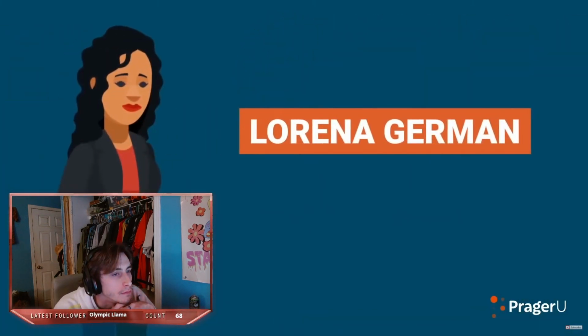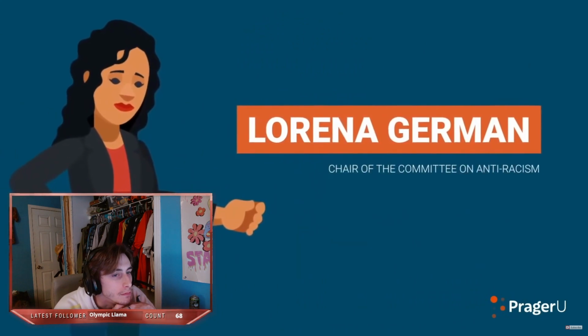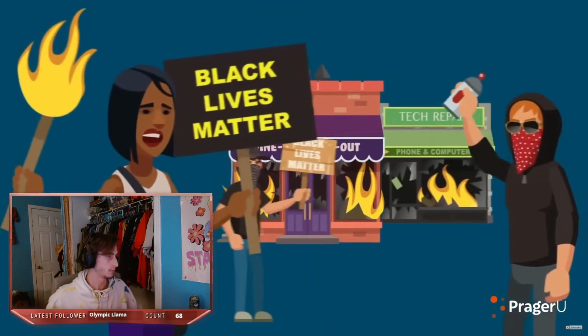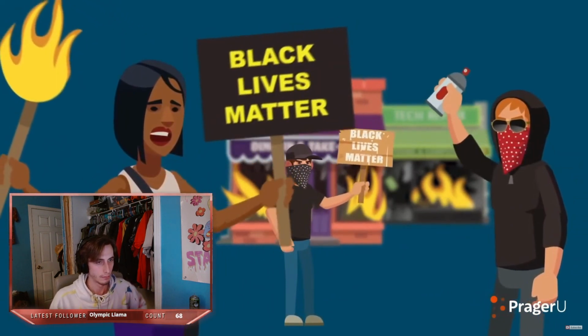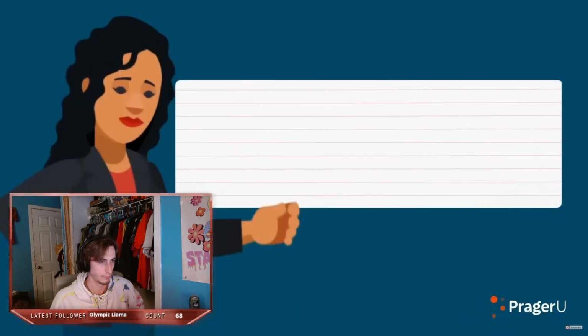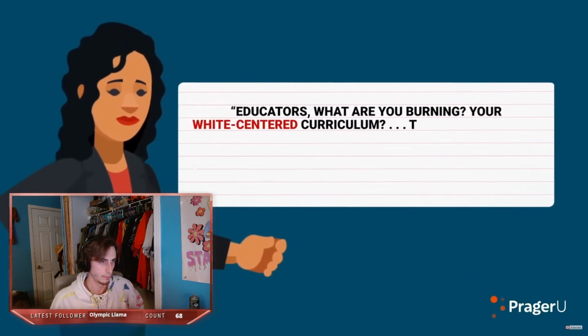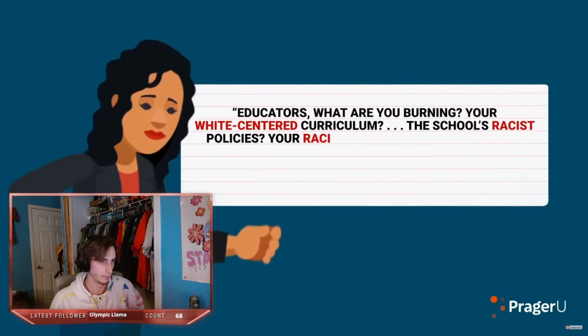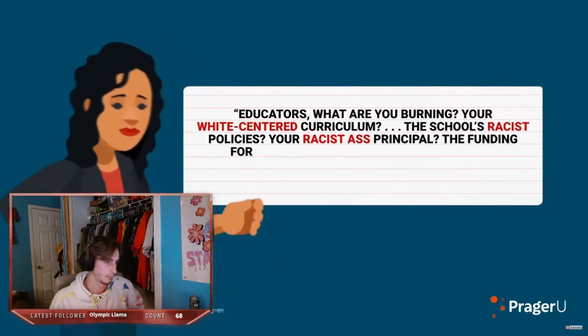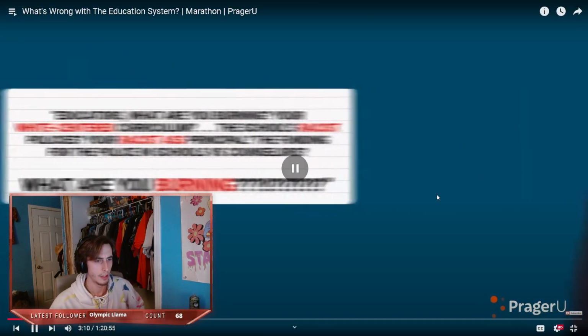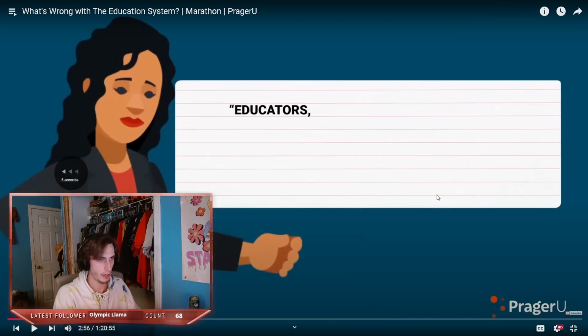Concept of racial equality on its head. But that's exactly the point. Lorena Germain, who chairs the Committee on Anti-Racism for the National Council of Teachers of English, makes this clear. At the height of the recent urban unrest, Germain wrote that arsonists should serve as a model for teachers. Educators, what are you burning? Your white-centered curriculum? The school's racist policies? Your racist-ass principal? The funding for police in schools versus counselors? What are you burning? Who did you say this was? I know her name, but who is this?